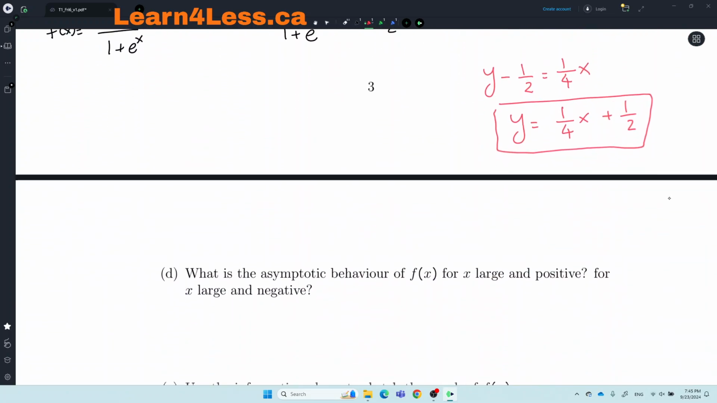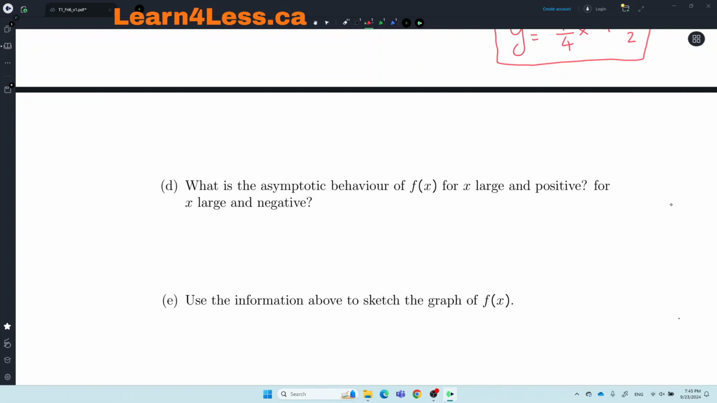Let's go to part D. What is the asymptotic behavior of f of x for x large and positive, for x large and negative? So asymptotic behavior is very similar to taking a limit, but here you are not taking limits. Just make sure that there's a tiny difference there. In asymptotic behavior, you are basically neglecting the terms that are irrelevant.